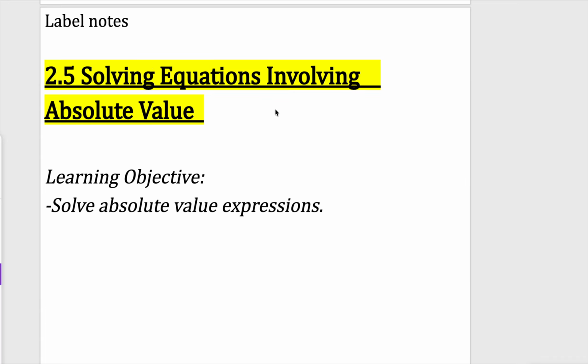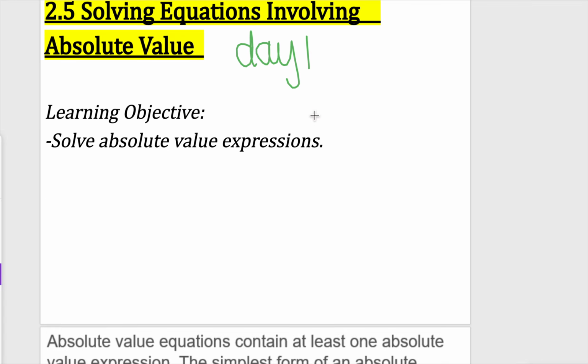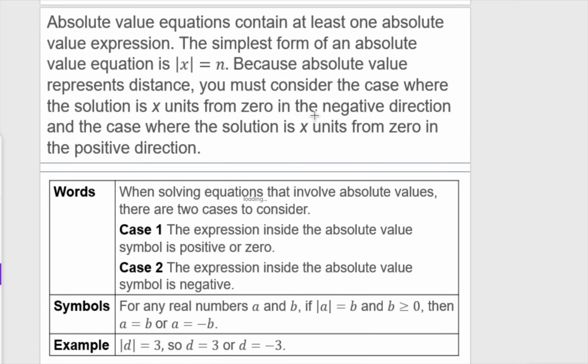Today we're going to look at 2.5 Day 1, solving equations using absolute value. So how can we solve those absolute value expressions and equations? Absolute value equations contain at least one absolute value expression. So the simplest form would be just the absolute value of x is equal to n, where n has to be a number greater than 0 because absolute value is always measured in a positive number or distance.